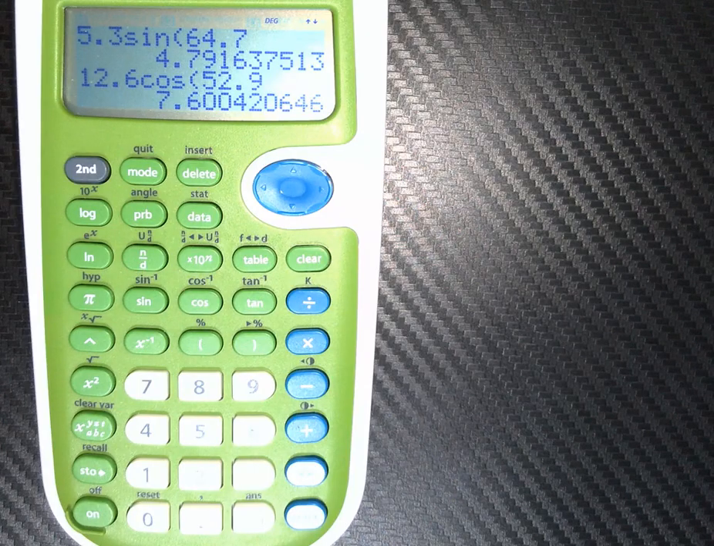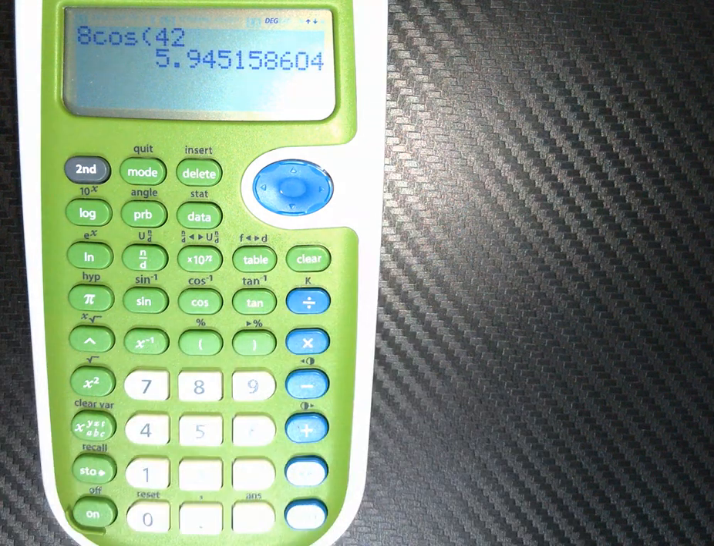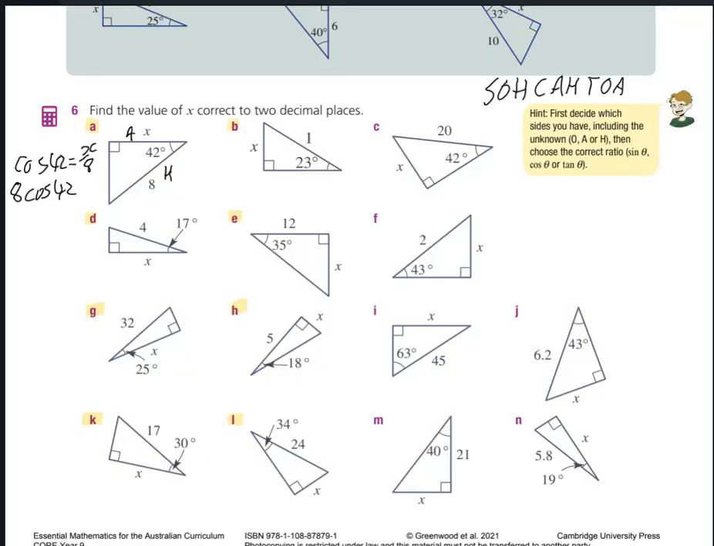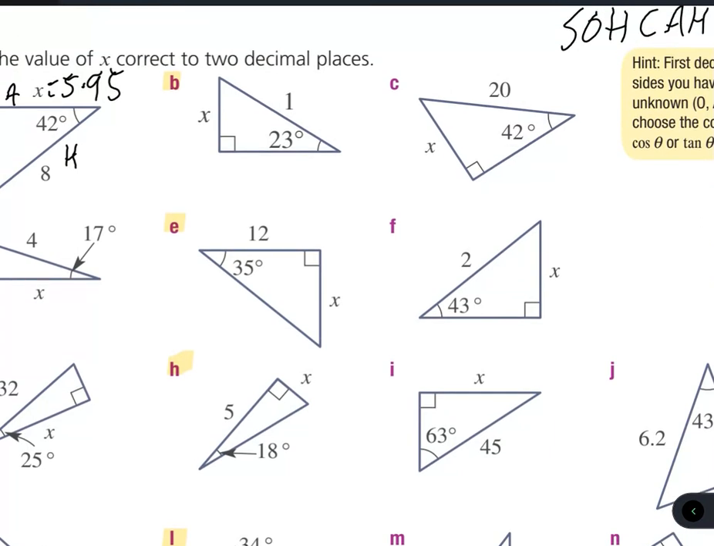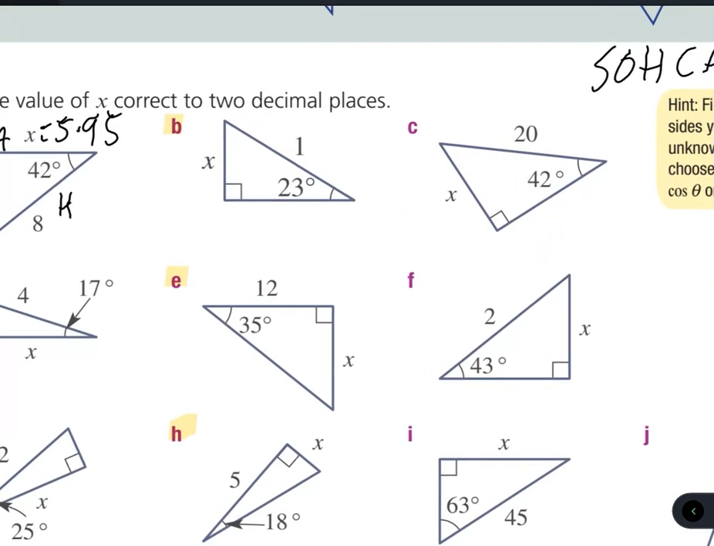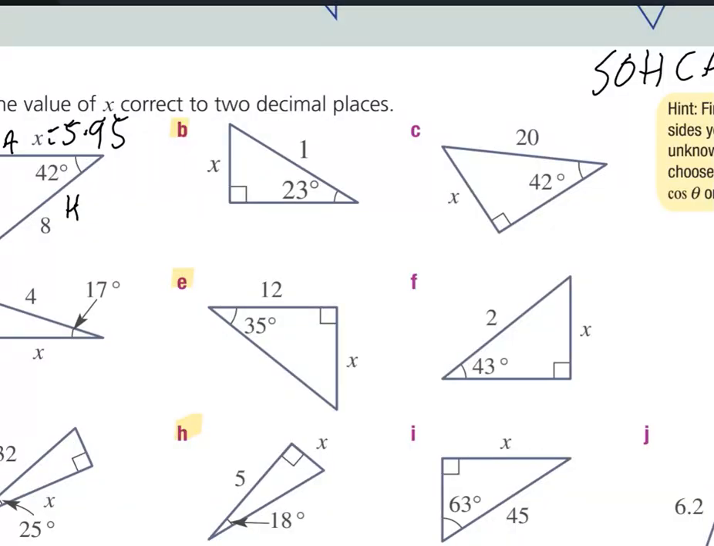So I'll put that in my calculator. 8 cos 42 is 5.945, which will round up to 5.95. So x equals 5.95. I'll just zoom in a fair bit. That way it's a little bit easier to see. All right, let's go. B is going to be, sorry that I've cut out SOHCAHTOA a little bit there. I'll write it up here again.